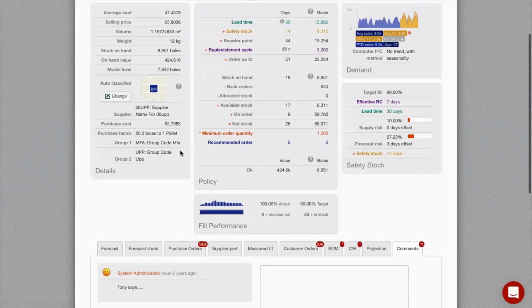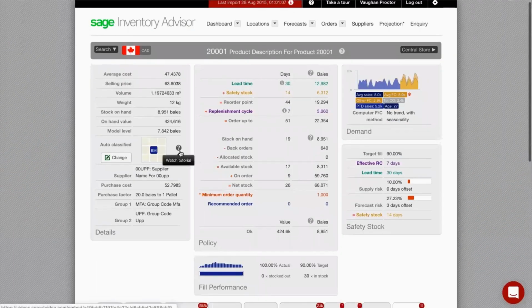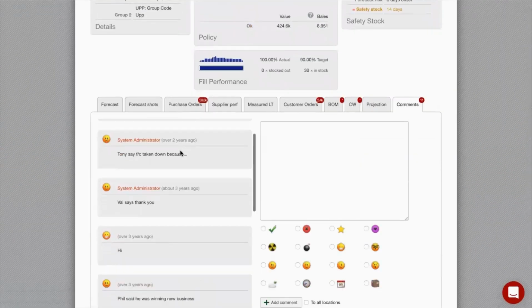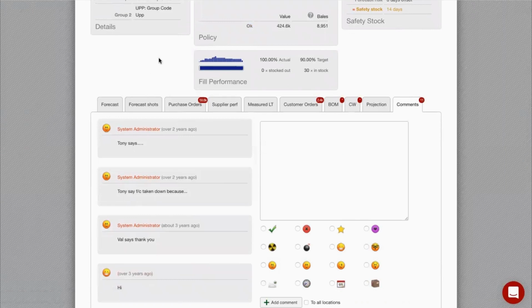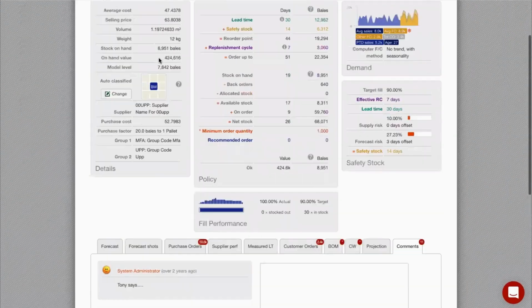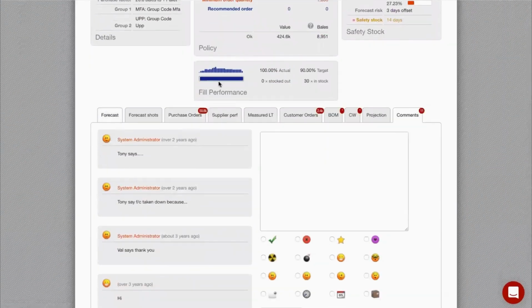So you can have everybody from the CEO to the salespeople and the planners log in if required. The other thing that I want to show you on this is the measurement of my fill performance.